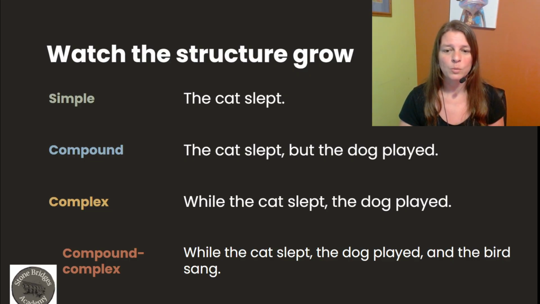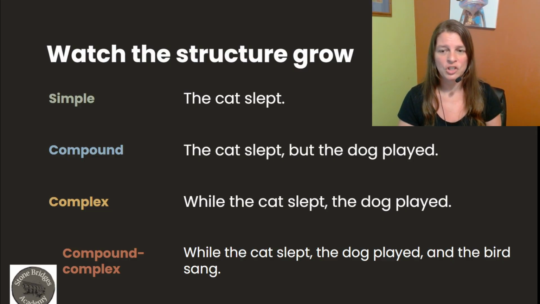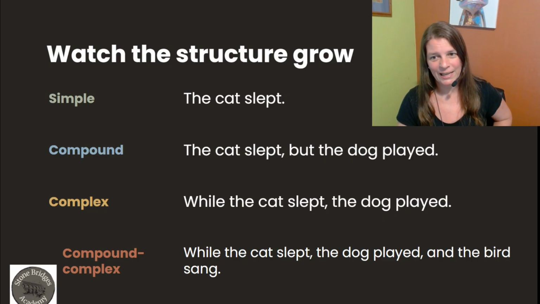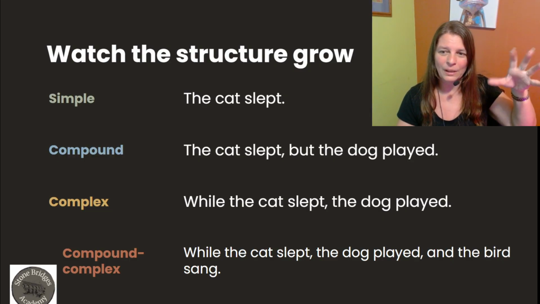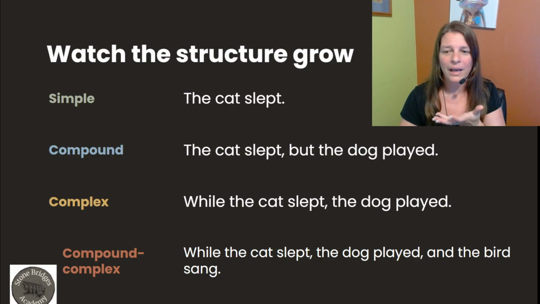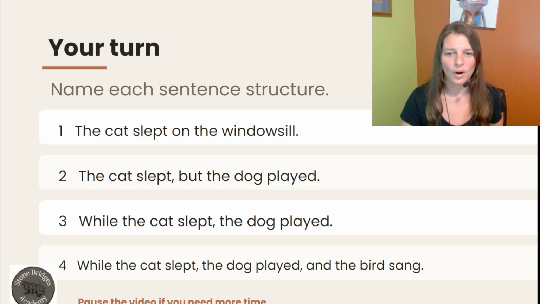And the compound complex: while the cat slept, the dog played and the bird sang. So we have the dog played independent, the bird sang independent, and while the cat slept is the dependent clause in that one. The 2 independents plus the dependent. You try saying it. All right, so we see how we went from very simple to a very well structured higher order sentence.